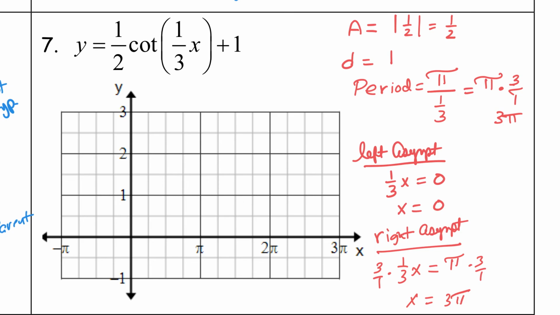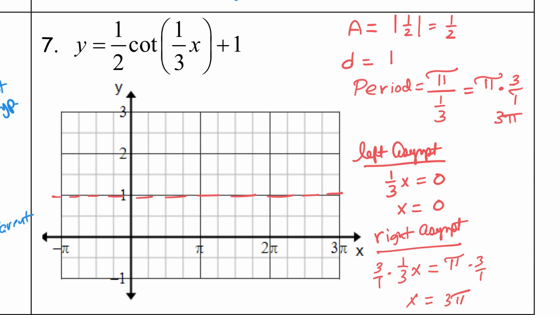We're going to be graphing cotangent. We know that A is going to be 1/2. I know that D is equal to 1. So let me go ahead and graph 1 here. So there's our new midline. I know that the period is 3 pi, so now we got to figure out where's the asymptote.